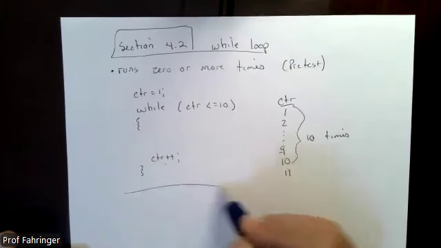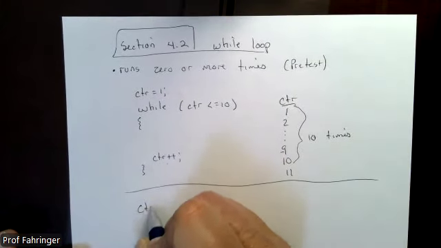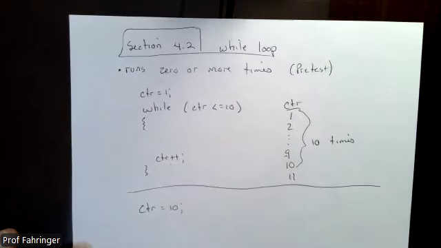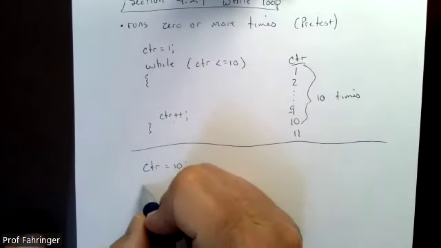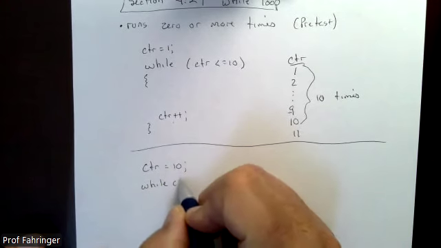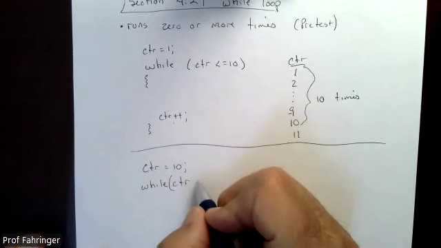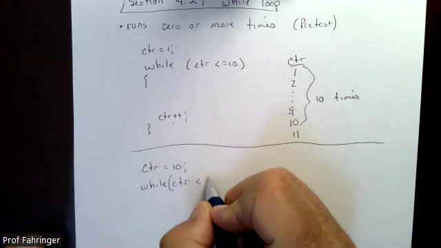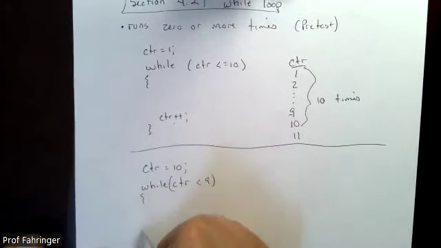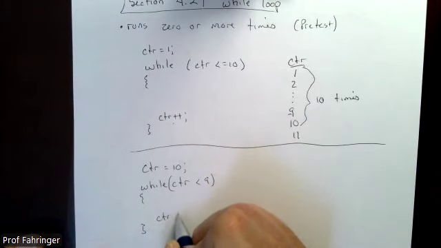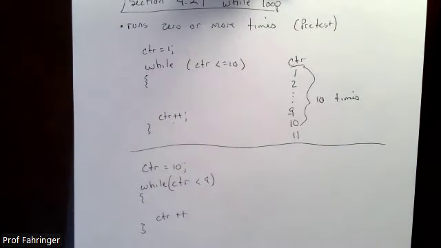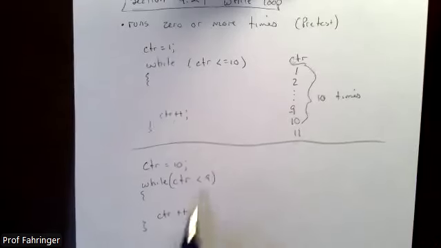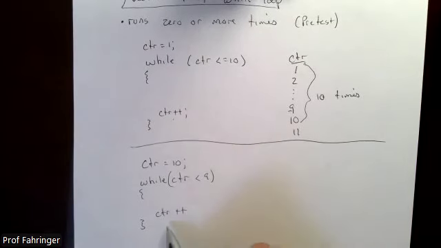What if I had this loop? Counter equals 10. While counter is less than 9, counter plus plus. It will not work because, yes, 10, exactly. Well, it'll work. It'll just skip the while loop. It'll never execute the body here. Okay, it never gets in.